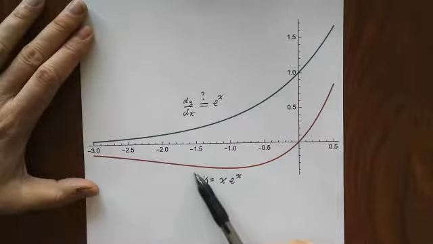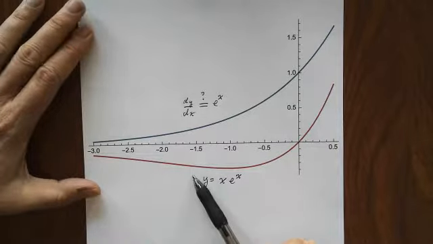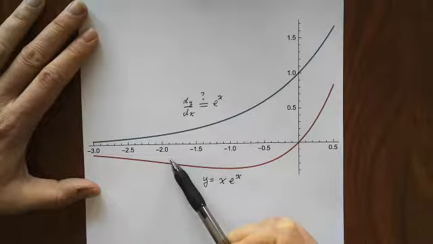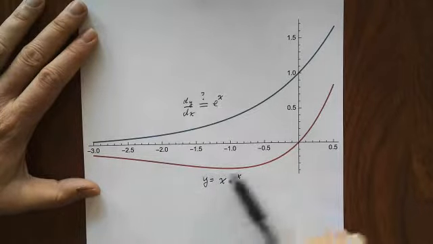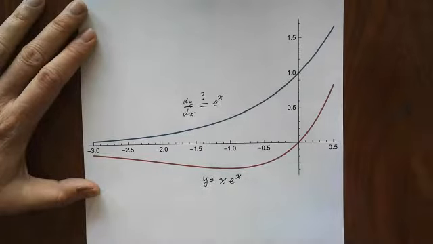Also, over here, y equals x e to the x is decreasing, which means the derivative would have to be negative, or below the horizontal axis. And so this doesn't make sense. So the derivative of x e to the x can't possibly be just e to the x.